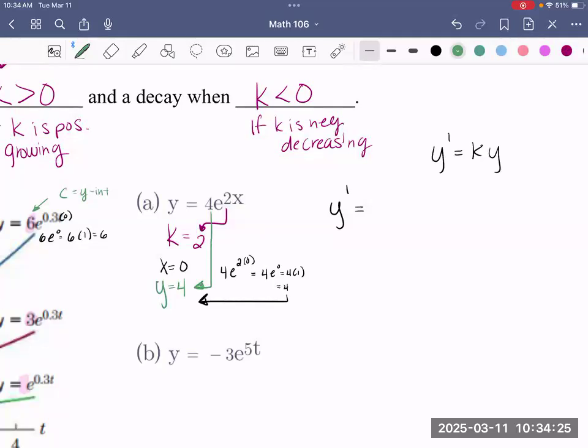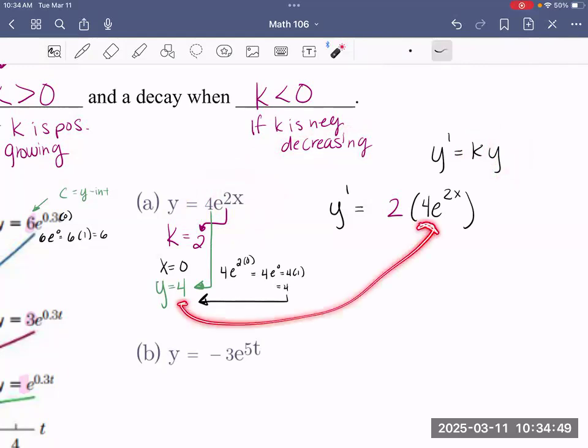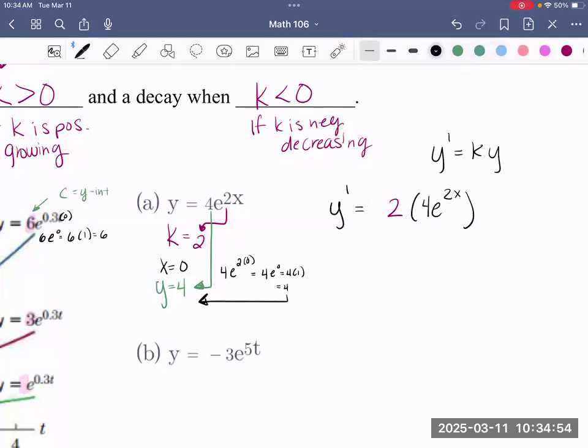So if we were to put it all together, this k value here is signifying this 2. This y value here is signifying this whole function here, 4e to the 2x. And you'll notice that this y portion is going to be found right here. So all together, this should be 8e to the 2x.